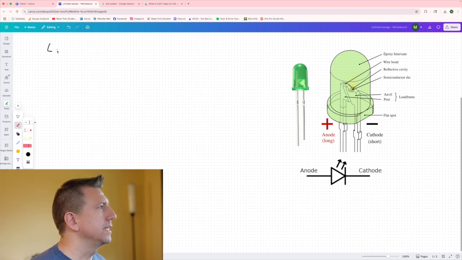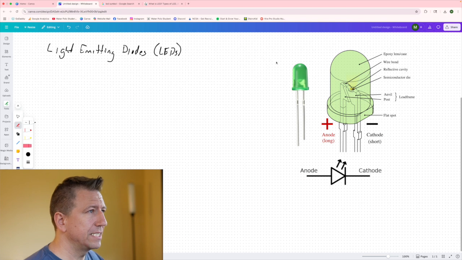So we're doing light emitting diodes, LEDs. And to the right here we can see some pictures of LEDs as well as a circuit schematic symbol. Just to look at some of the features of the LED, first off, this is what's called a through-hole LED because these leads go through the holes inside a circuit board, and then they're soldered to the circuit board in that fashion.